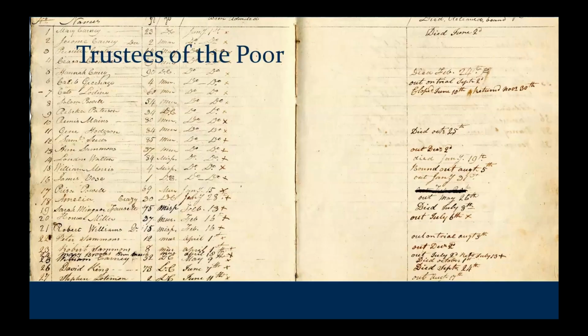The records of the trustees of the poor are an excellent resource to discover lost relatives or otherwise unrecorded relatives. These can often fill in gaps, with relatives that weren't recorded in other vital statistics or conventional resources. And they provide a fascinating look into the history of public welfare in the state of Delaware.